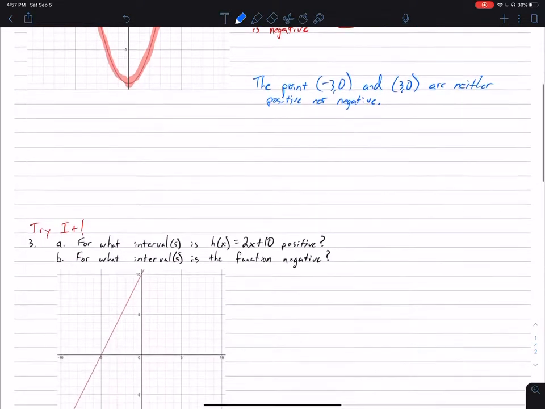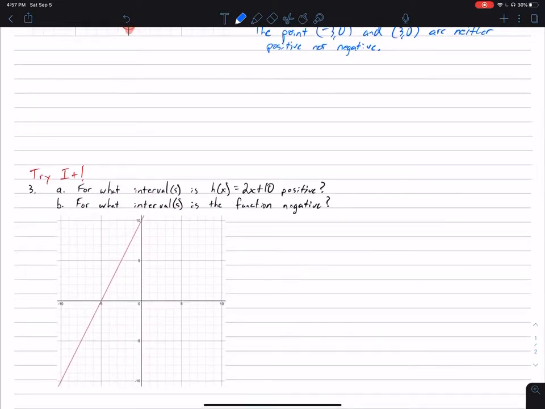Give the try it problem. The graph's already there for you, so look for what intervals are positive and what intervals are negative.